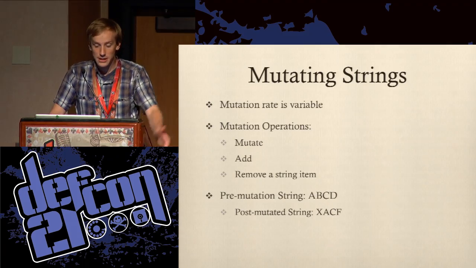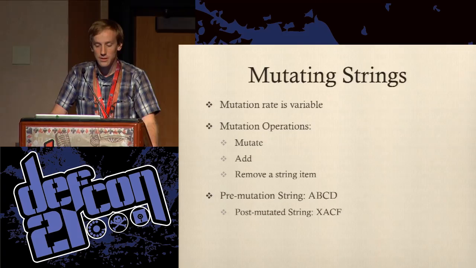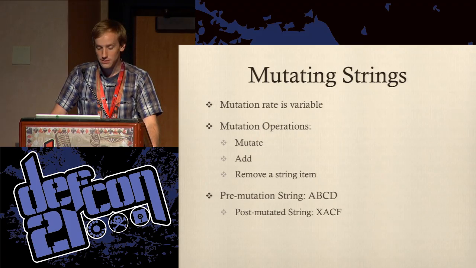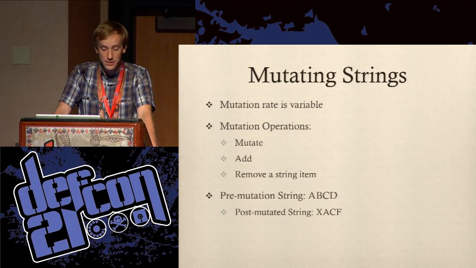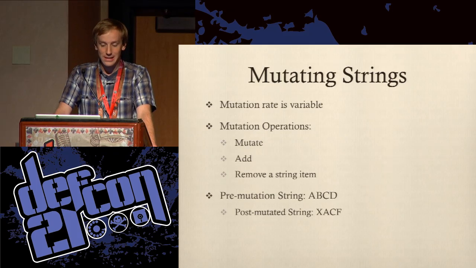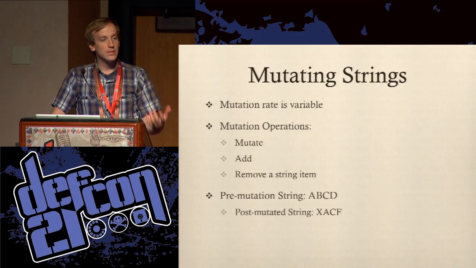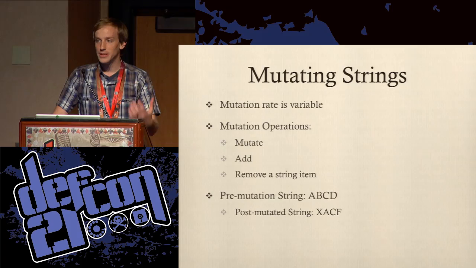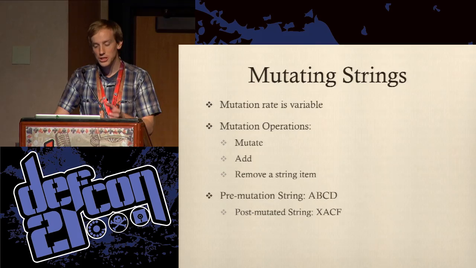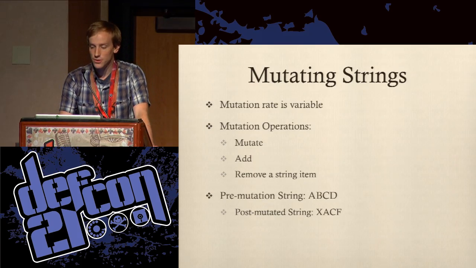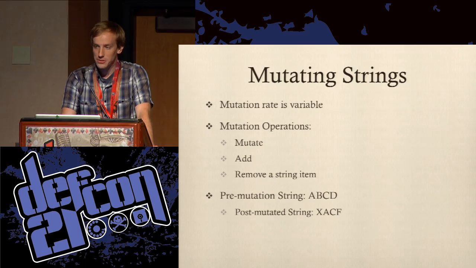Say the example of the pre-mutated string ABCD. The mutations that have been applied to it are: the X has been prepended to the string, the B has been deleted, and the D has been mutated to an F. So hopefully that gives you some idea of what we're saying. We're not doing anything crazy. We're just picking a random part of the string and changing it a little. So that's how we mutate the strings.